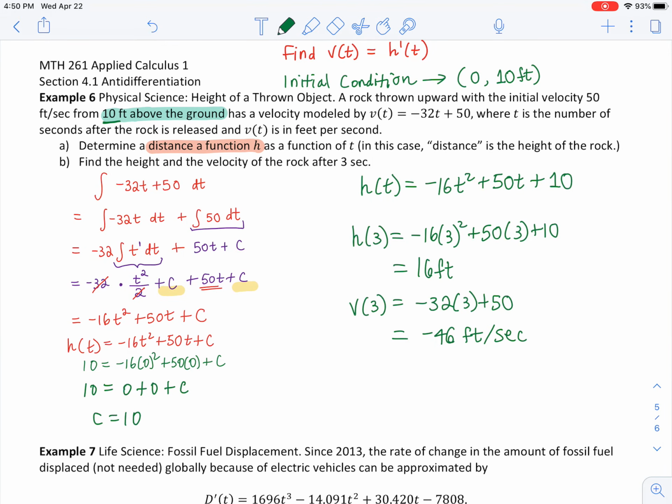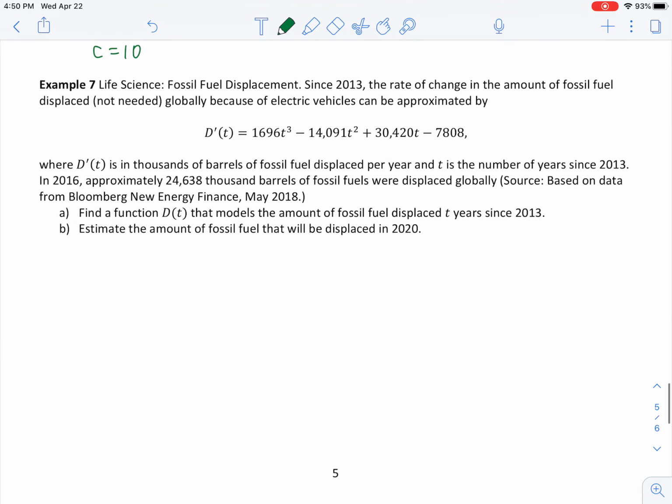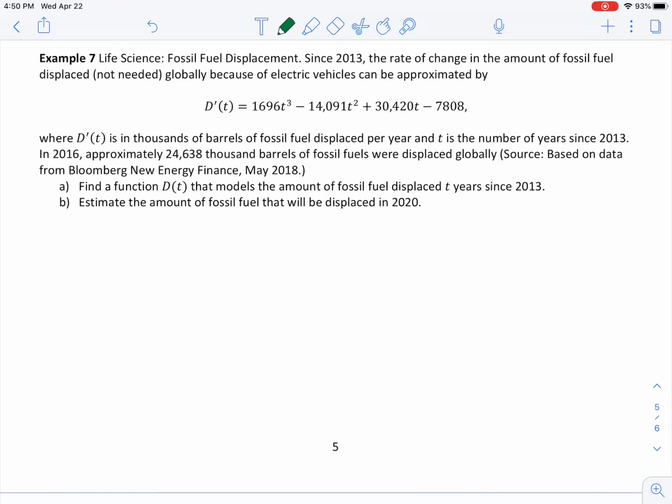So what does that mean? This is moving downward. That's what they're saying. This rock is getting closer to the ground. And that was part B, and we are done answering number 6. So it's a super application problem. That was a very good one. Let's do the very last one.